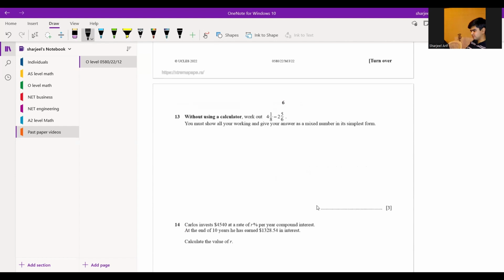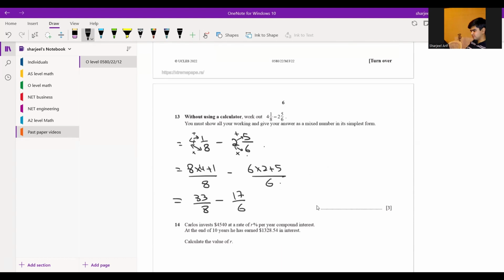Now move on to question number 13. We have to solve this expression without using the calculator. So it's a compound fraction. First we have to multiply these two, then add the number in the numerator part. So just multiply 8 into 4 plus 1, divided by 8, and this will be 6 into 2 plus 5, divided by 6. So this will be 33 by 8 minus 17 by 6.